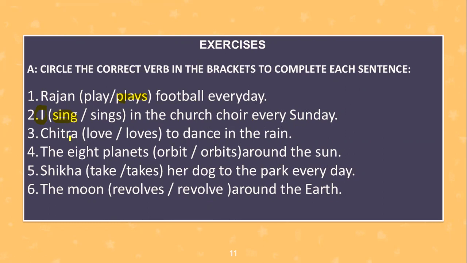Now, Chitra, singular form, love or loves to dance in the rain. If it is a singular form, it is alone and needs a friend, so you have to put s here. So this will become loves. Chitra loves to dance in the rain. The 8 planets orbit around the sun. Planets is a plural form, so here it will be orbit. The 8 planets orbit around the sun. The remaining 2 is your homework, so you do it on your own.